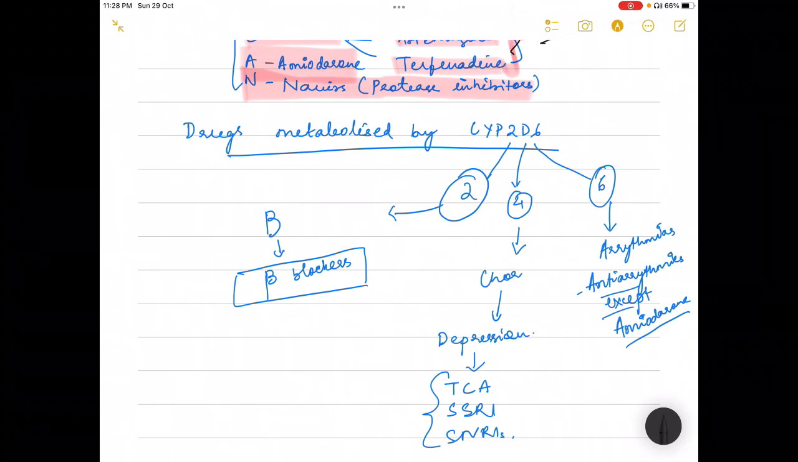Then the drugs which are metabolized by CYP2D6: 2 stands for the second letter of the alphabet, that is B, and B stands for beta blockers. Then 4, there is chori. Whenever there is chori, there is depression. Okay, so antidepressant drugs, and the 6 for arrhythmias, these anti-arrhythmic drugs except amiodarone.